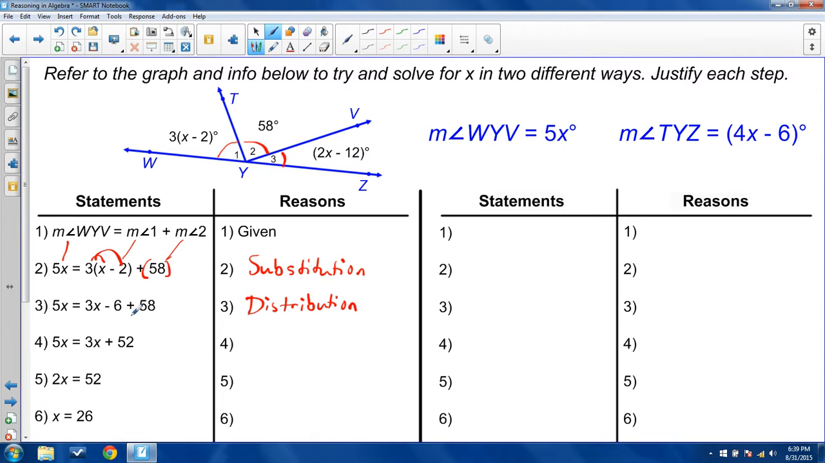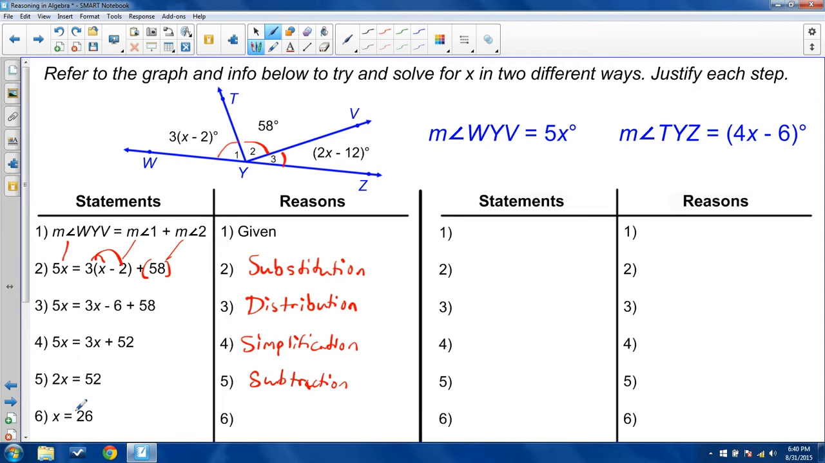Okay, next, combining some like terms here, negative 6 and 58. It's really addition. I'm just going to say simplify, simplification. Okay. Now I'm going to start isolating that x variable. Let's subtract 3x from both sides. Yes, that term was subtraction. And I have isolated my x term.